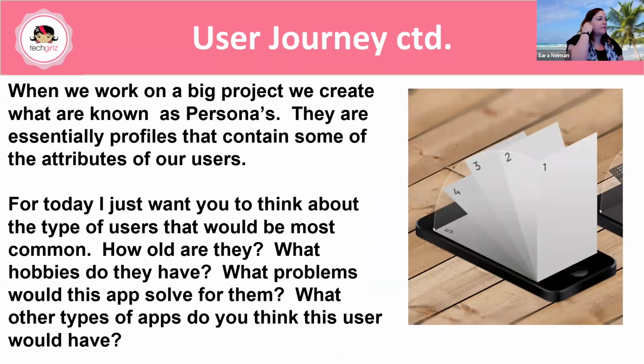So back to user journey. When we work on a big project, we create what we know as personas. These are essentially profiles that contain some of the attributes of our users. So for today, I want you to think about the type of user that would be most common. How old are they? What hobbies do they have? What problems do they have? And what other types of apps do you think this user would have? So we're going to go over an example of a persona or a profile of an individual, and we're going to start to think about what this person might like.